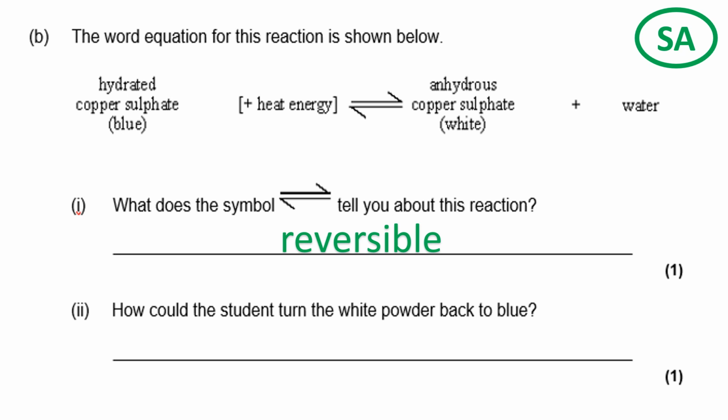How could the student turn the white powder back to blue? Well, if I look at the equation, the white powder, it says plus water. The water's been taken out. Or if I add the water back in again, I'm going to get blue copper sulfate.